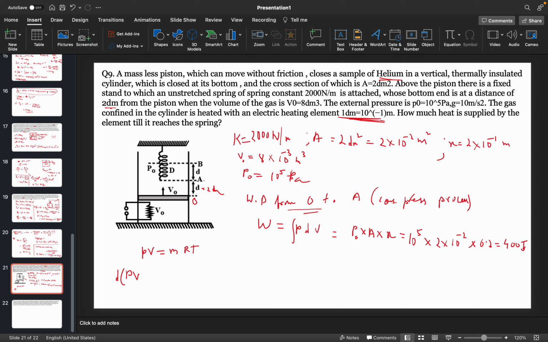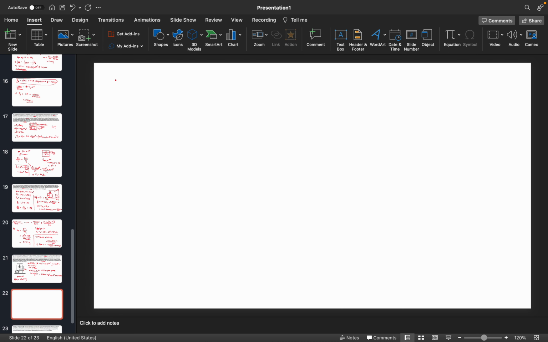So what we can write is, I'm differentiating both sides, this will be equal to d of mRT. This will give you P dV plus V dP is equal to mR delta T, since m is constant and R is constant. Since it is a constant pressure process, V dP will be equal to 0. So that means my P dV is equal to mR delta T.